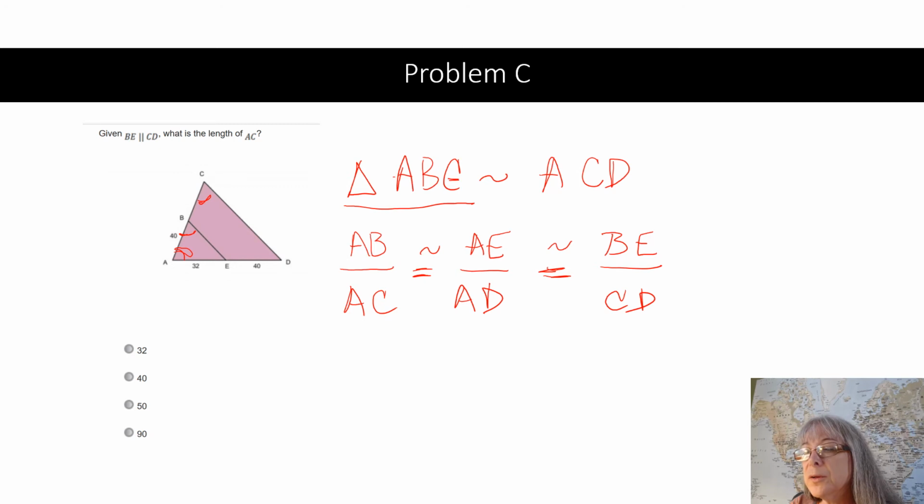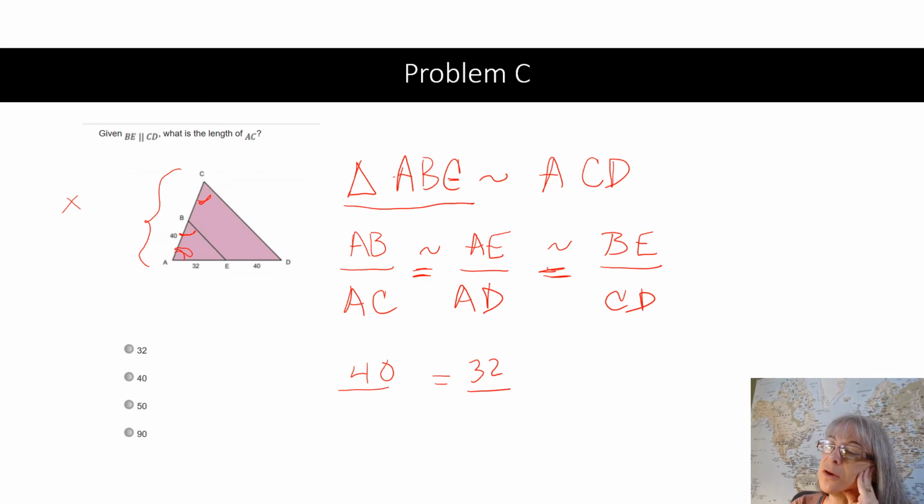For example, I know AB is 40, and I know AE is 32. Okay, and what I'm looking for is AC, right? So I'm looking for AC. Well, if I call AC, remember I can do this with expressions. Let's just call it AC is X.